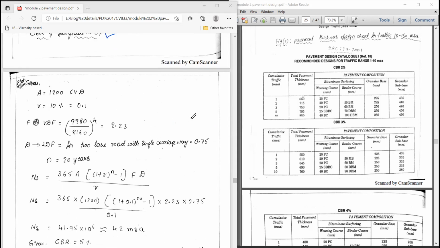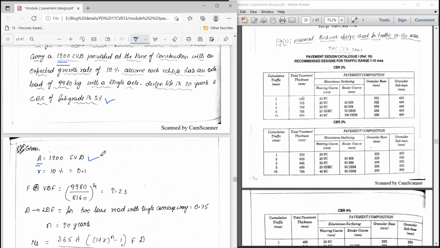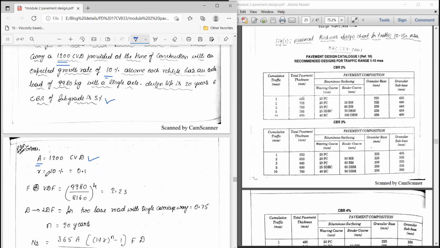Now, to start with the problem, let us note down the data he had given. So he is saying that the road is expected to carry a traffic of 1,200 CVD. Therefore, you can designate it as capital A, that is equal to 1,200 CVD. And growth rate is 10%. Growth rate is indicated as small r, that is equal to 10%. 10% means 10 divided by 100, that is equal to 0.1.